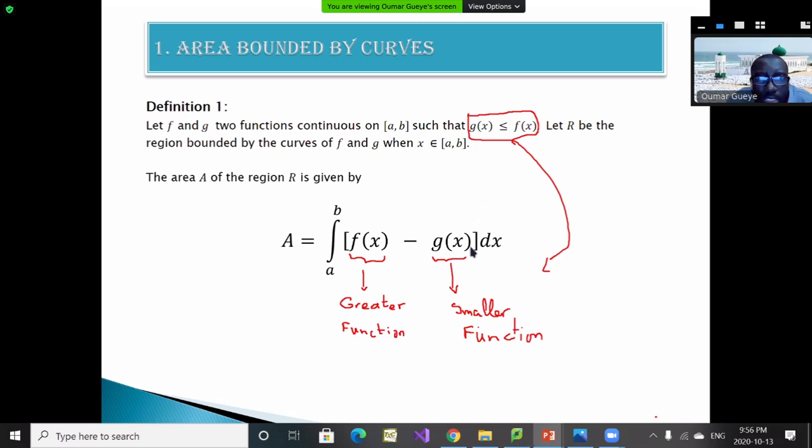Now, anytime you want to calculate such an area, you need to know if the question provides the values of a and b, and also you have to find which of the two functions is the greater one, in order to apply the formula. Sometimes the question will not provide the interval a, b, and you have to find it. We'll see next how to do it.